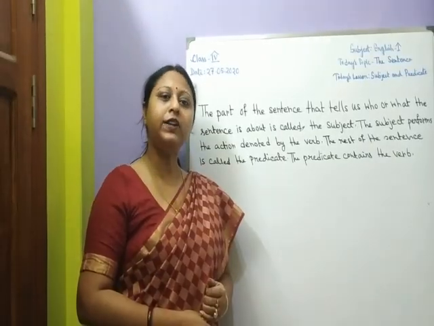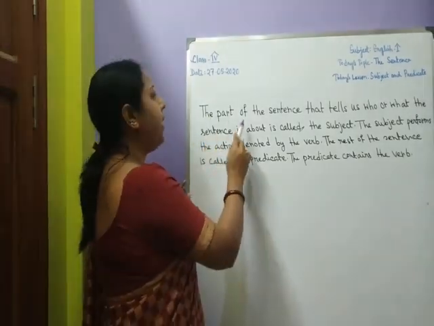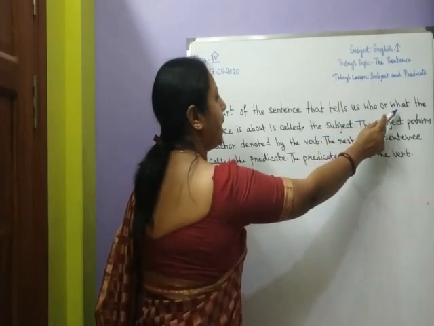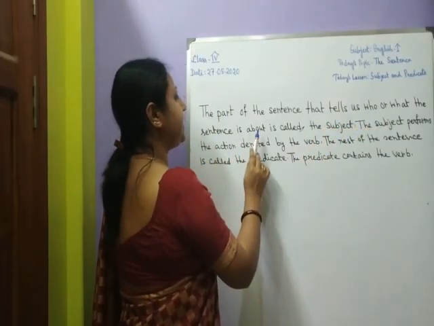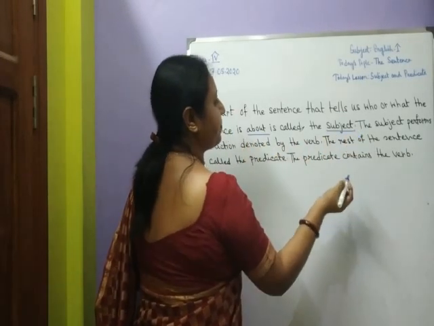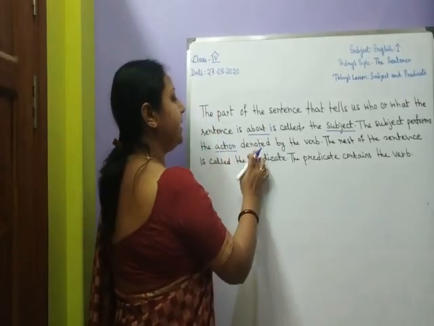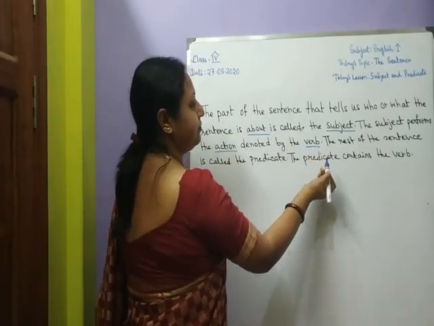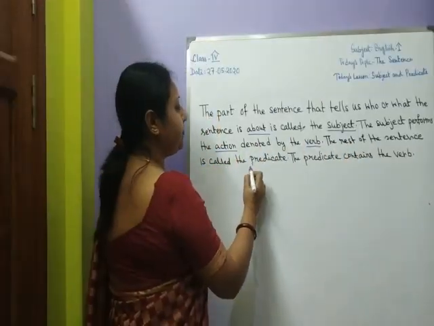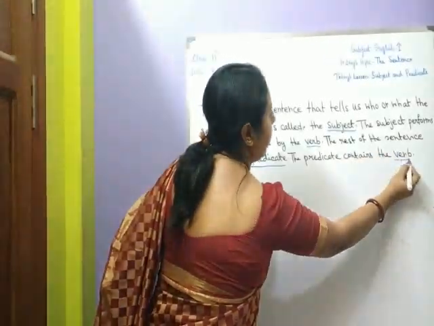Let's see what we have learned till now. The part of the sentence that tells us who or what the sentence is about is called the subject. The subject performs the action denoted by the verb. The rest of the sentence is called the predicate. The predicate contains the verb.